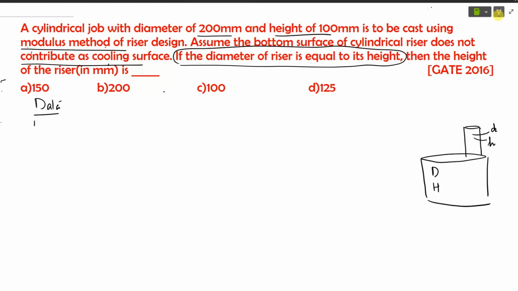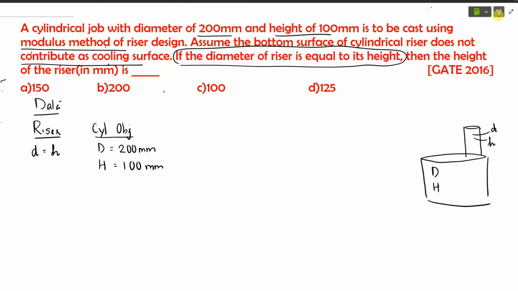So for the riser, the only thing given in the question is the diameter of the riser is equal to height. So d will be equal to h. Then for the cylindrical object which we will be casting, its diameter, that is capital D, is given as 200 mm and its height, capital H, is given as 100 mm. It has been told in the question that the modulus method of riser design will be used.